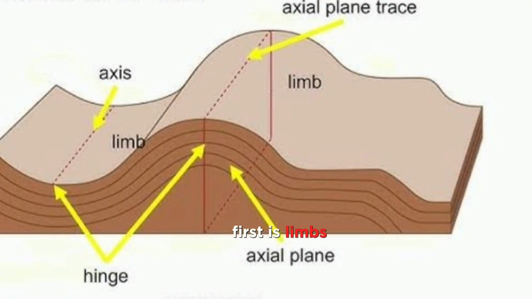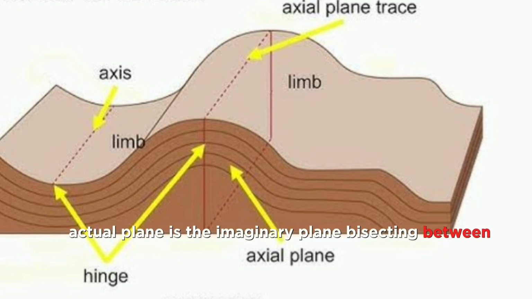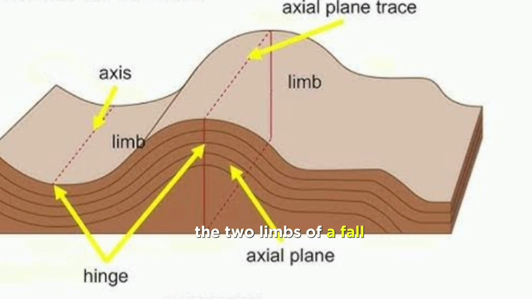First is limbs. Limbs are the sides of a fold. An individual fold will have two limbs. The next is axial plane. The axial plane is the imaginary plane bisecting the two limbs of a fold, thus dividing the fold into two parts as symmetrically as possible. The axial plane may be vertical, inclined, or even horizontal.